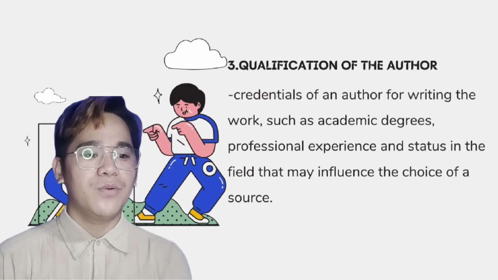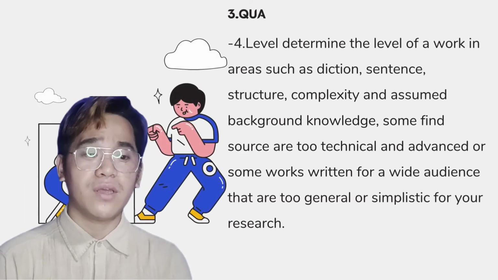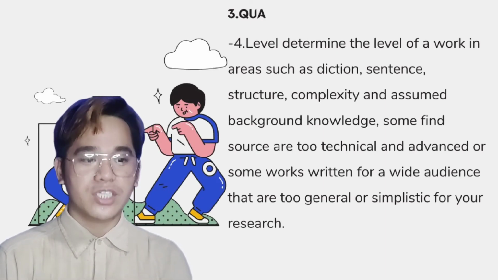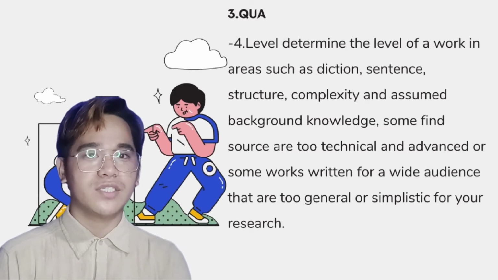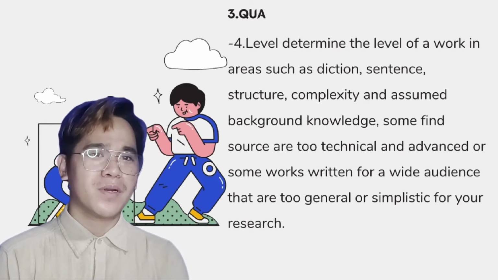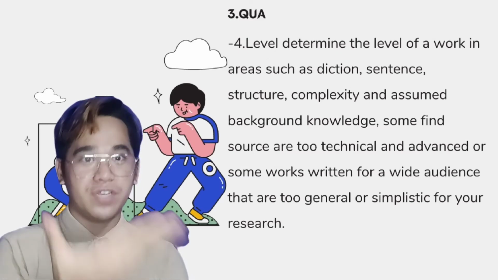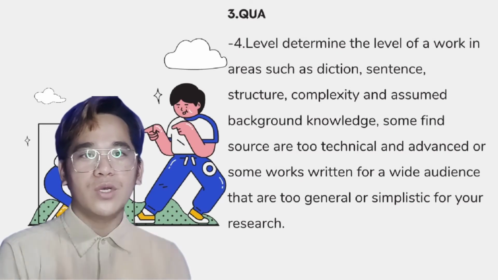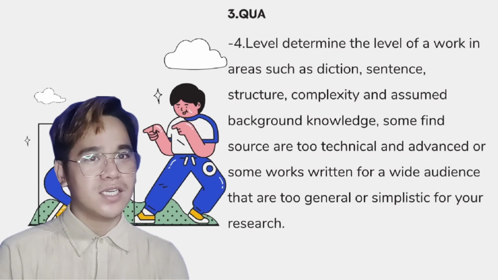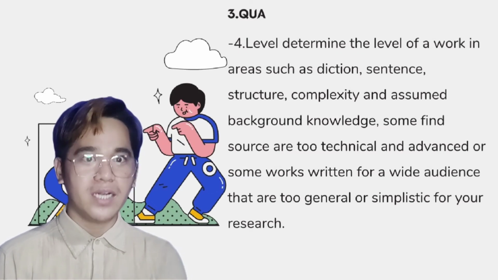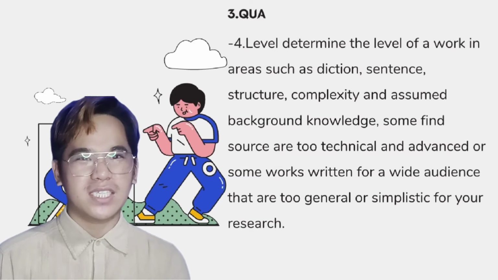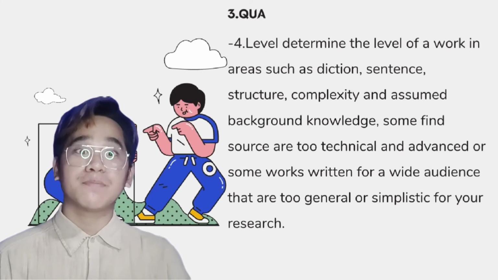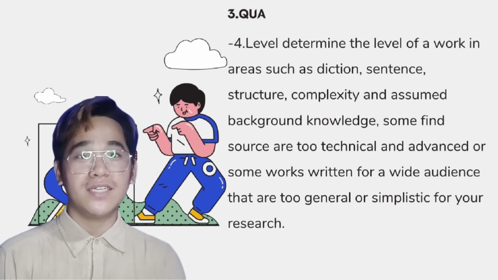Okay, so let us also determine the level of work in areas such as diction, sentence structure, complexity, and assumed background knowledge. Of course, in the paper per se, if you look at the physiognomy of the paper, if it appears to be very professional or the experts really did this, you can identify this by just reading the sentence, the paragraph. If it is done by a person who is not really that expert in the field of research, then you can also identify that.